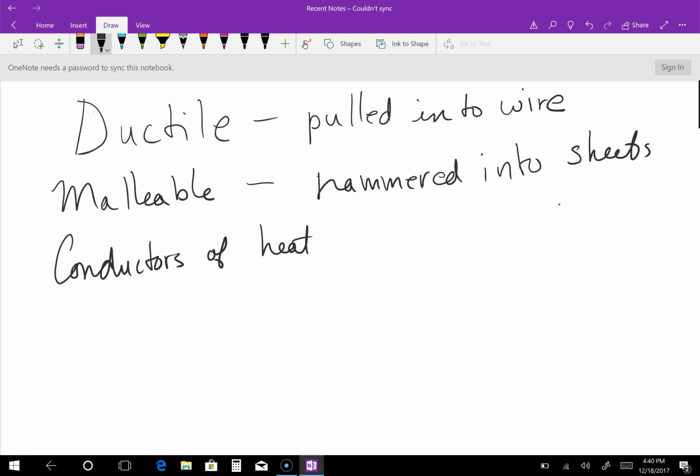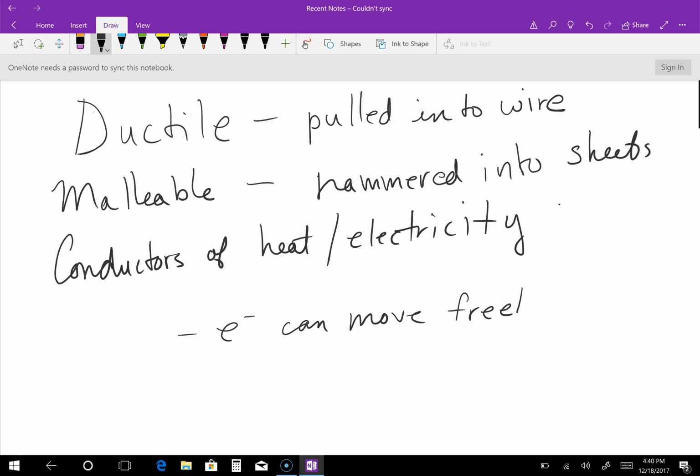And then they are also great conductors of heat and electricity. This is once again due to the sea of electrons. Because the electrons can flow freely, they can move throughout. The movement of electrons is essentially electric current. Another way to phrase this is because the electrons can move freely, they are considered to be mobile.